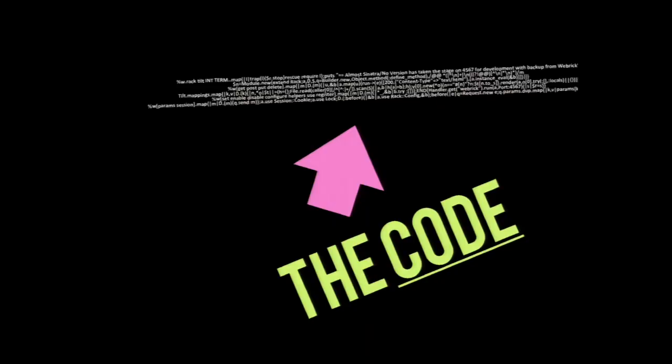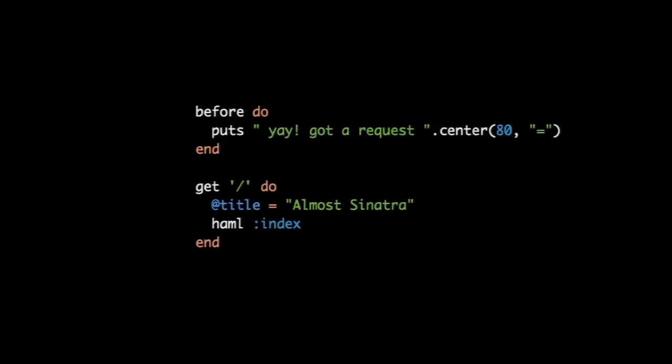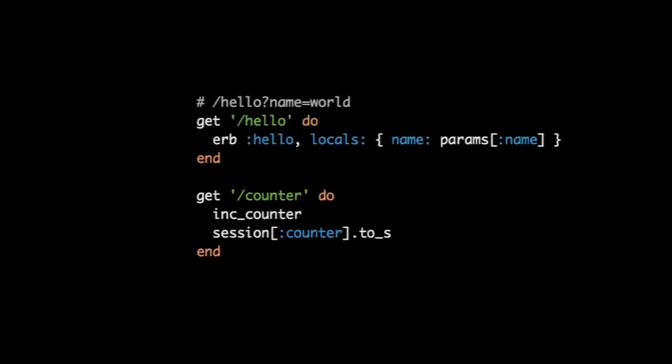And this is the code. This is a Sinatra implementation, way shorter than the official one. So what can this implementation do? It has configure blocks, it supports sessions, you can store stuff in sessions, you have helper functions, you have before filters, you can obviously use routes, you can set instance variables that will be passed on to your views, you have params, like if you pass a name as a query param, you can access it, you can hand it as locals to the views, basically everything Sinatra can do.